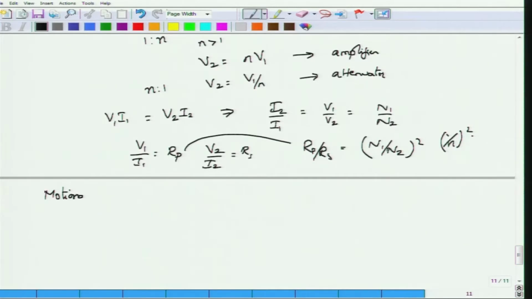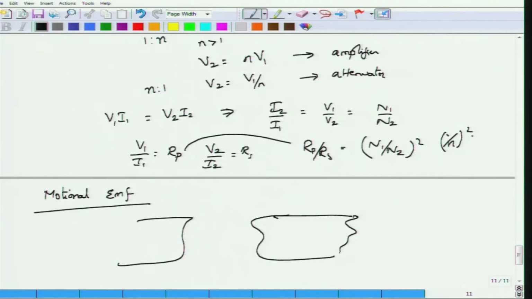In the other case, which is called motional EMF, okay, motional EMF is because of the movement of a wire. Okay. Consider north and south poles of a magnet. So, this is a north pole and this is a south pole of the magnet. So, there will be a magnetic field in between, right. So, there will be a magnetic field.